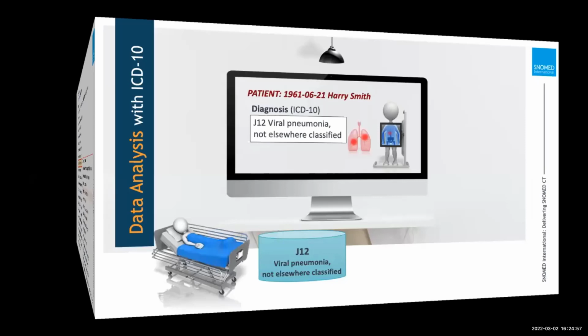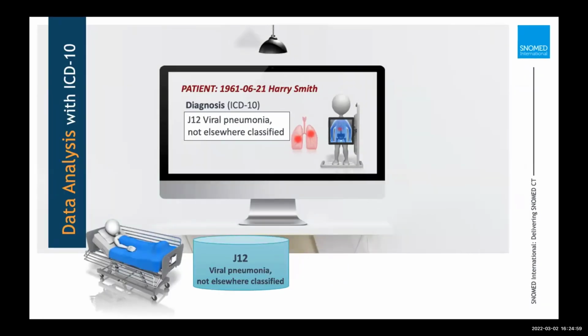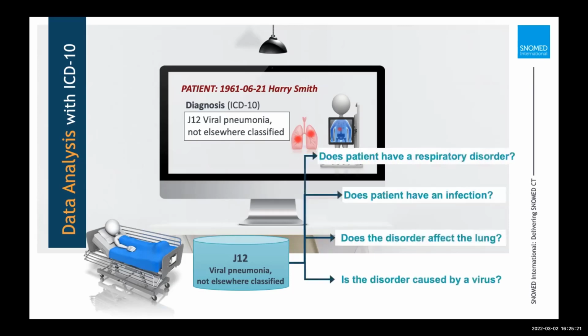So let's come back to our patient who has viral pneumonia and see what types of questions we can answer with ICD-10. So firstly, does the patient have a respiratory disorder? Well, in ICD-10, if a code appears in chapter J, this means that the code refers to a respiratory condition. So the answer is yes. But does the patient have an infection? Well, we know that viral pneumonia is caused by a virus, which makes it an infectious disease, but there's nothing about the code J12 that tells us this. So we can only assume that the answer is no.